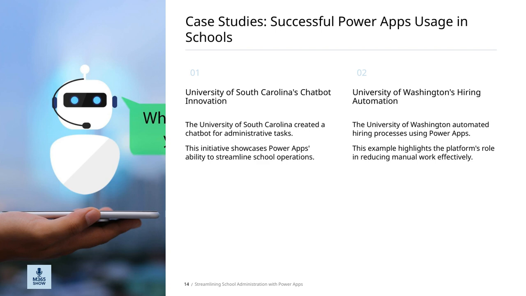Then, over at the University of South Carolina, they developed a chatbot to handle administrative tasks. This innovation streamlines day-to-day operations, providing quick support and freeing up staff to focus on more complex issues. Both of these examples show how Power Apps can be a powerful tool in transforming school operations, making them more efficient and responsive. It's all about leveraging technology to improve administrative workflows and enhance the overall educational experience.